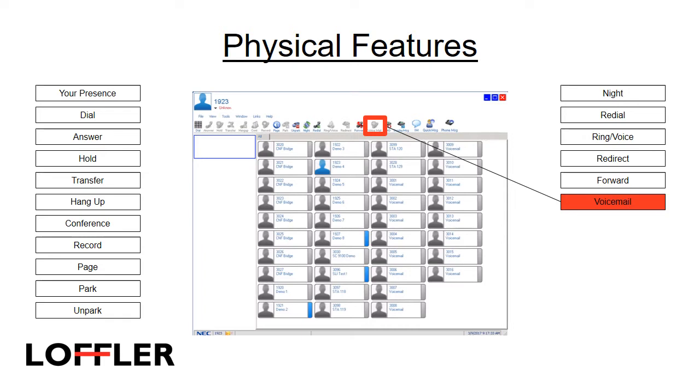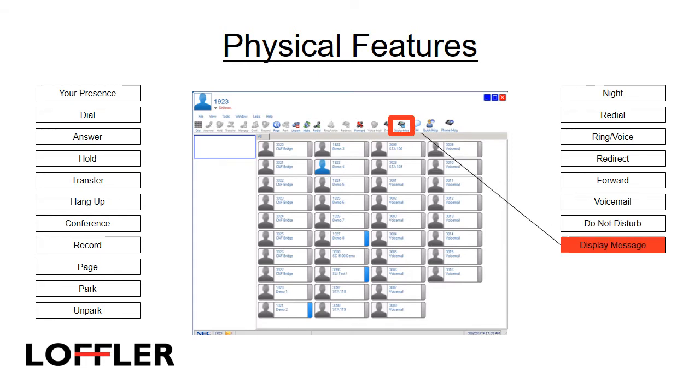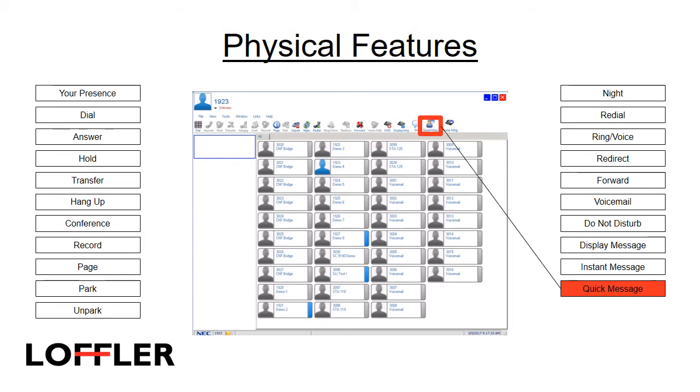Click the voicemail icon to call your mailbox. To silence your phone, click Do Not Disturb. To set a display message on your screen, click Display Message. Click the IM icon to send an instant message to another user. If you need to send a quick note to a coworker, select Quick Message.